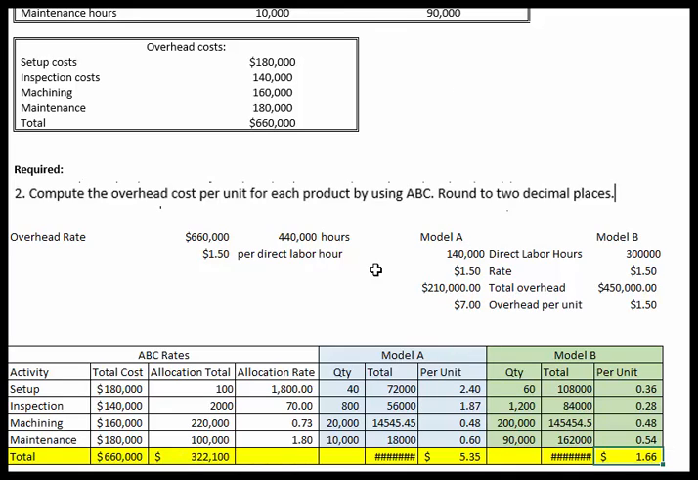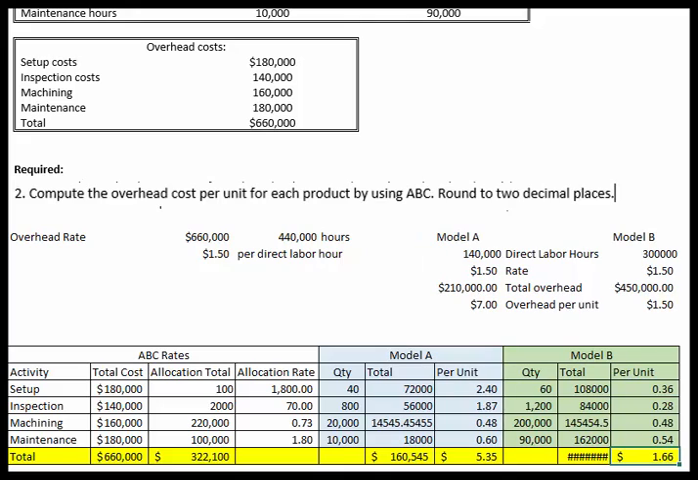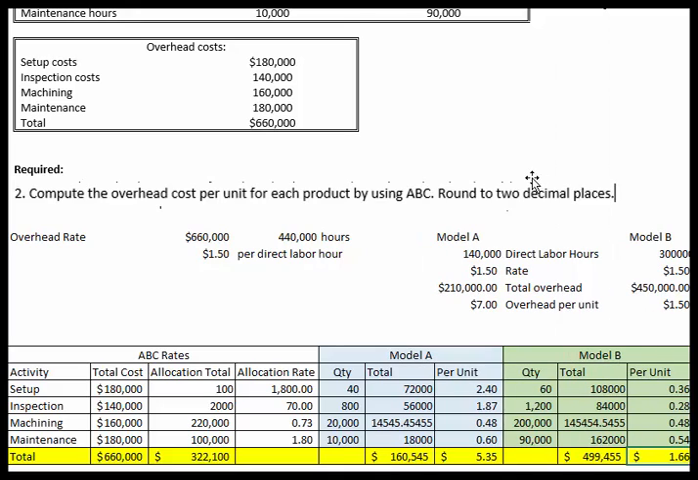A couple things I'll note here in this yellow down at the bottom. What I've done is I've just run some subtotals, and this gives me an added level of comfort that we've correctly allocated all the costs. So we know we had 660,000 of total overhead. I know I've got them all here. They sum to the 660,000, and I'm also looking to make sure that I've allocated all 660 between the two parts.